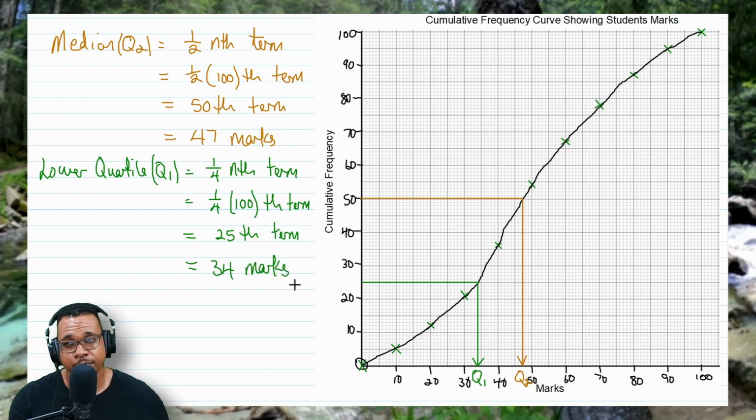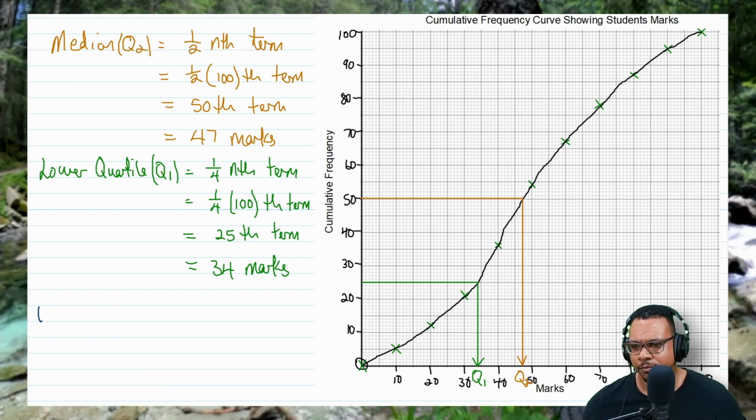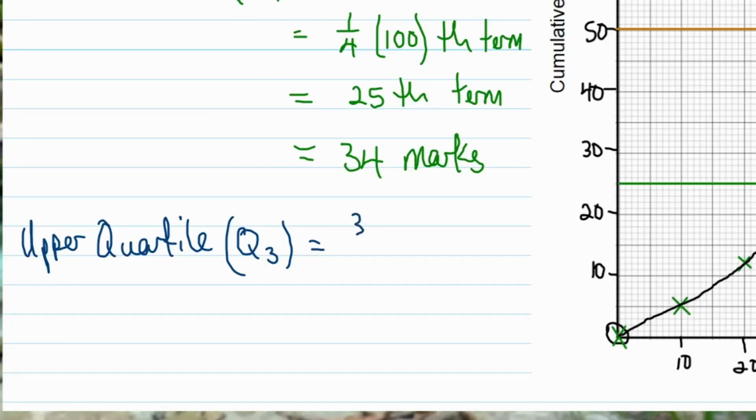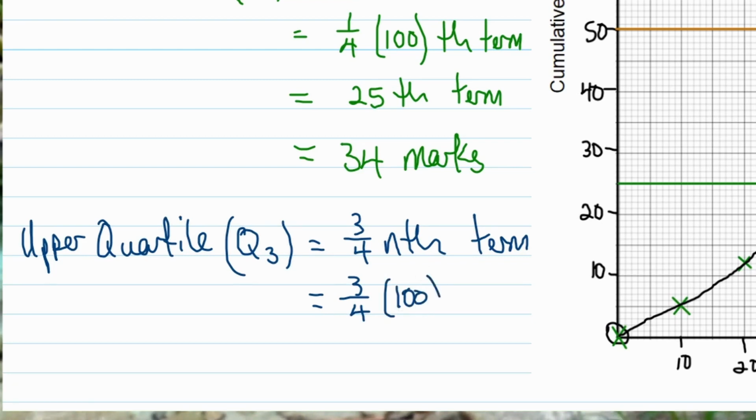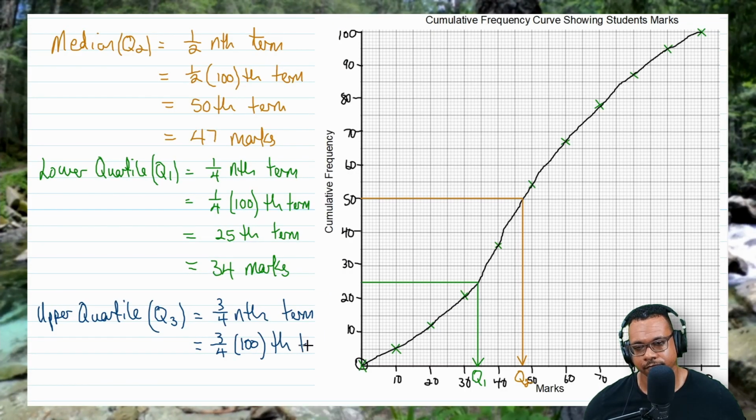And now let's look at the upper quartile. So my upper quartile, which is Q3, is equal to 3/4 of the nth term. So that'll be 3/4 of 100. And we all know 3/4 of 100 would be 75. So the 75th term.